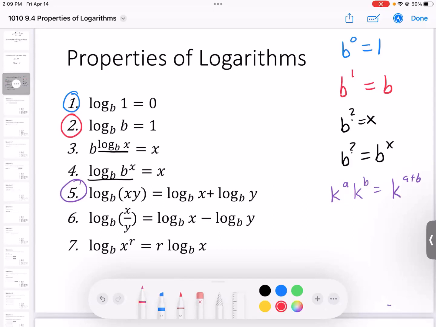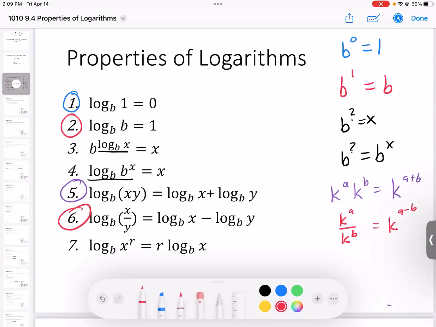And then similarly, this rule is a logarithm version of our division exponent rule. Because remember how if you have two powers that are divided, you can subtract their exponents like this? This is basically the logarithm version of that.